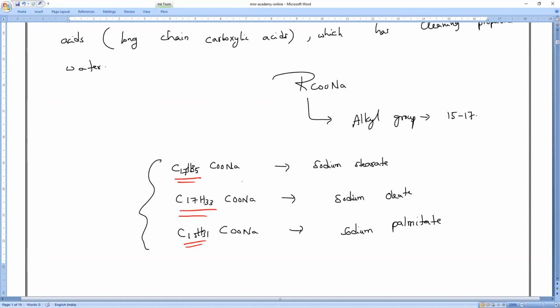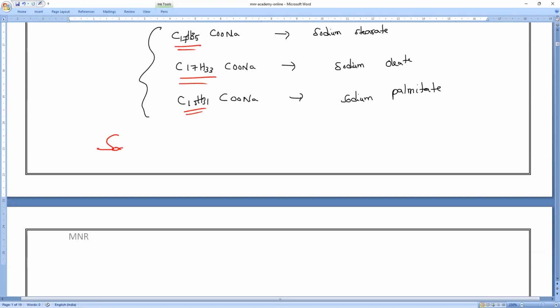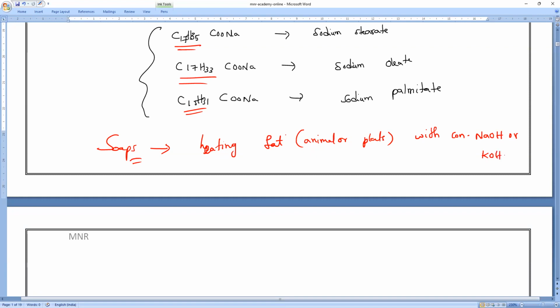So now you can see these soaps we are preparing, if you might have noticed, they are prepared by heating animal fat or plant fat, whatever it is. So we are preparing the soaps by heating what, everybody? Heating the fat, either fat of animal or fat of plants, with concentrated sodium hydroxide. Write it, everyone. Soaps are prepared by heating fat with concentrated sodium hydroxide. What is the formula of sodium hydroxide, everybody? Sodium hydroxide or potassium hydroxide.